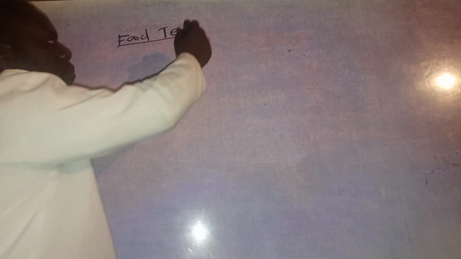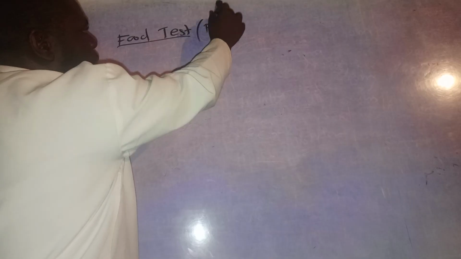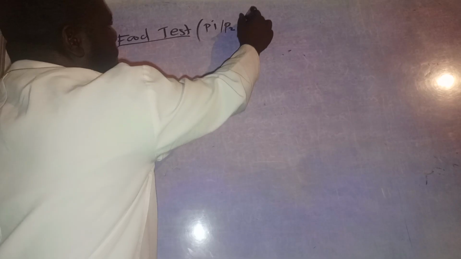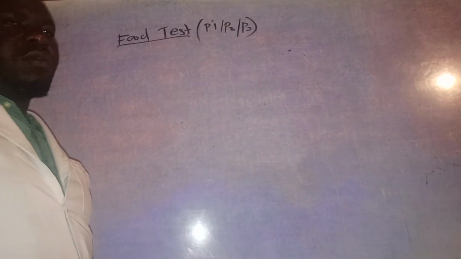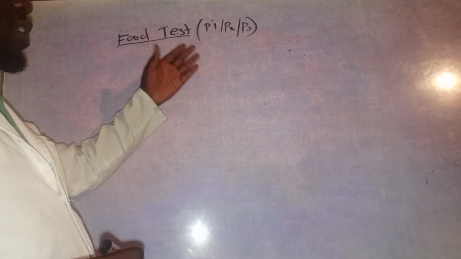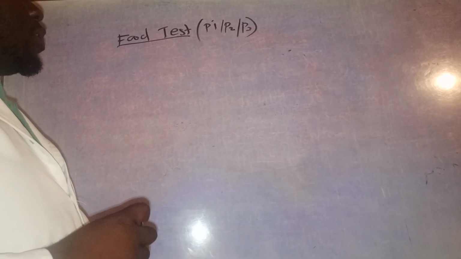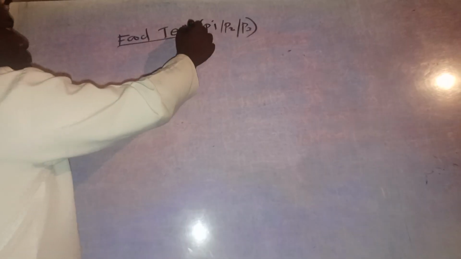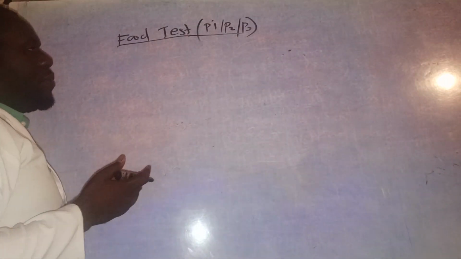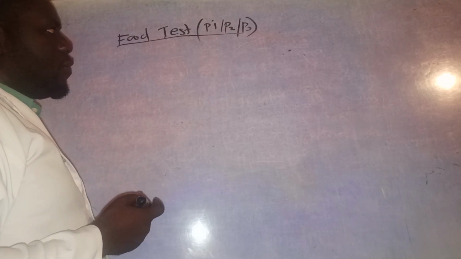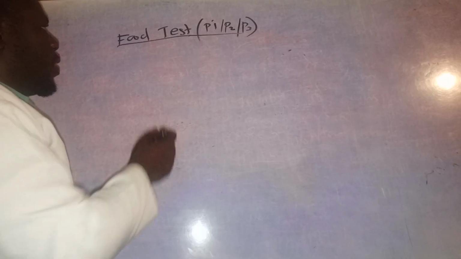Yeah, so today I want to talk on food testing. This is the part which usually comes in Paper One Biology, Paper Two, and also Paper Three under practical. So please pay attention and understand the procedures and also the food sample concept. So we talk about the food sample. We're talking about testing the presence of a given sample.